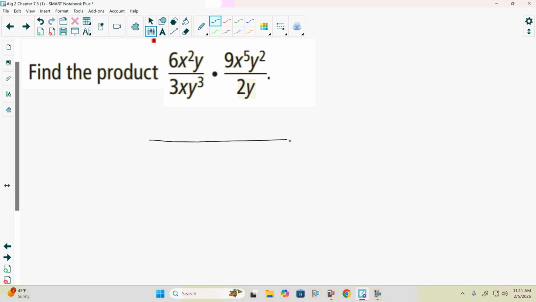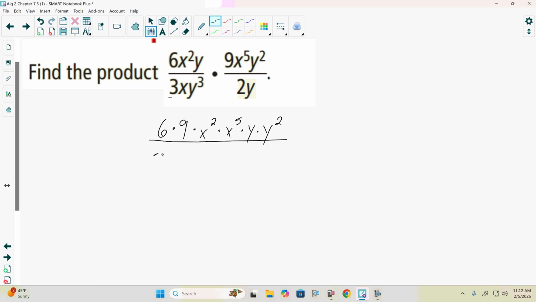So we can multiply these together. We're going to be multiplying the 6 and 9. We're going to be multiplying our x squared and x to the fifth. We're going to be multiplying our y and y squared. I'm just rearranging them so they're next to each other. If this step helps in keeping the like terms together, monomial with monomial, do that.